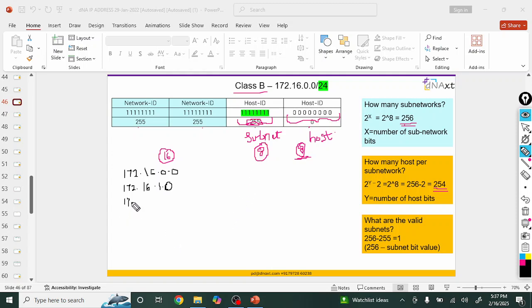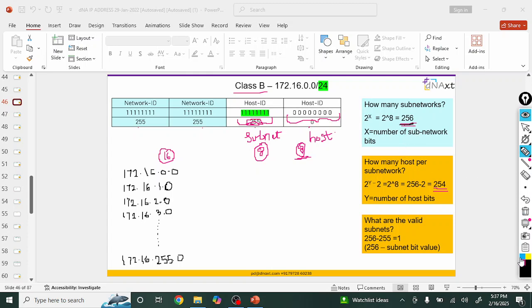Then 172.16.2.0, 172.16.3.0. This will go on till 172.16.255.0. So from 0 to 255, hence we are getting 256 subnetworks.